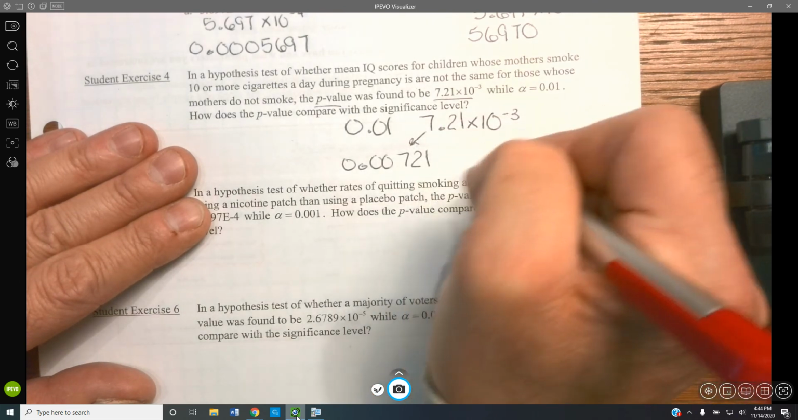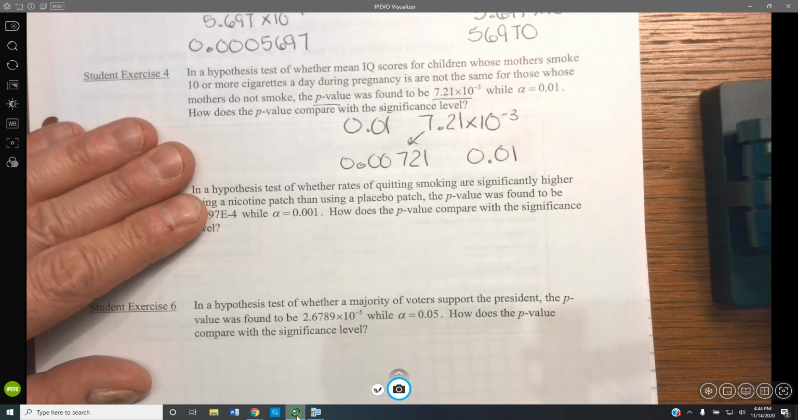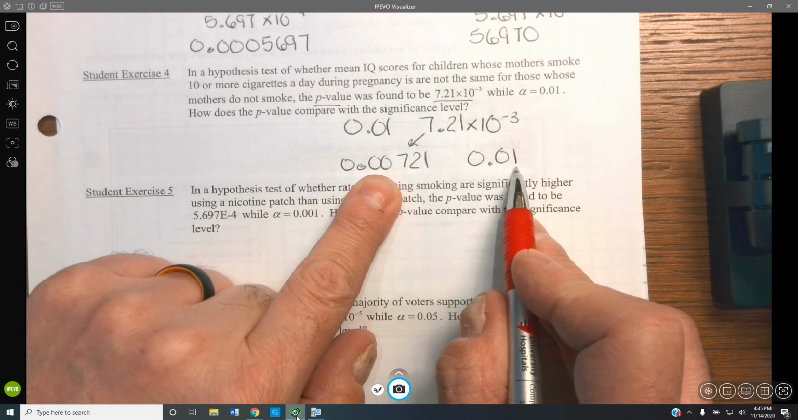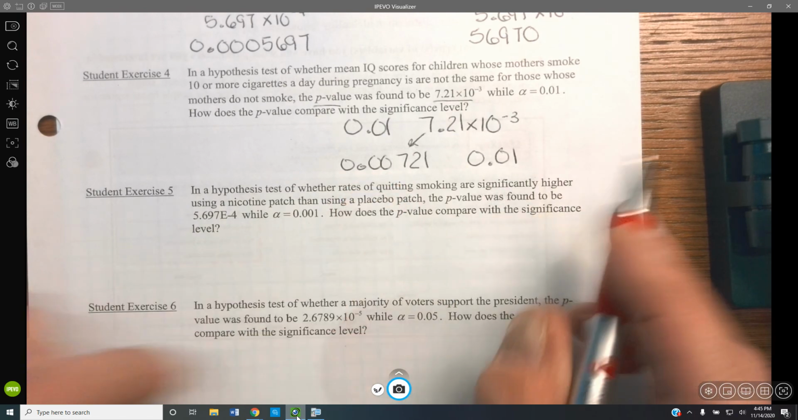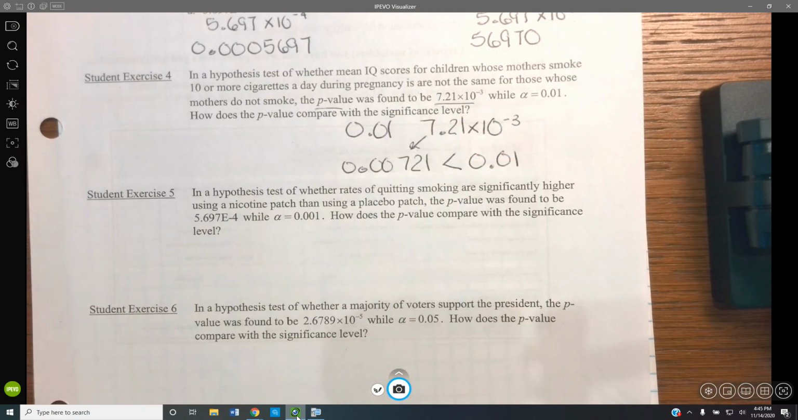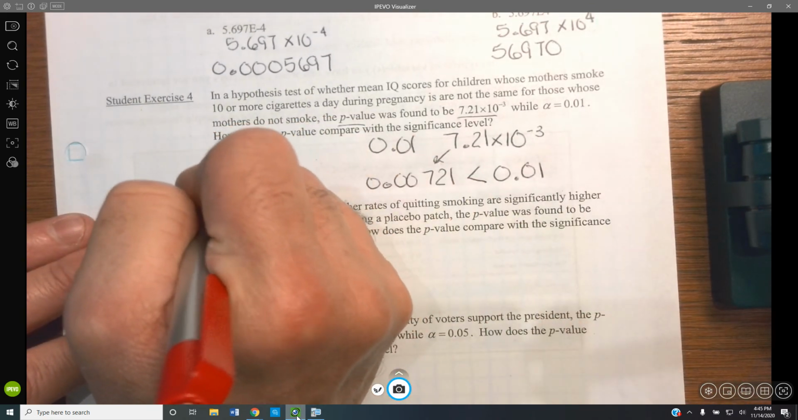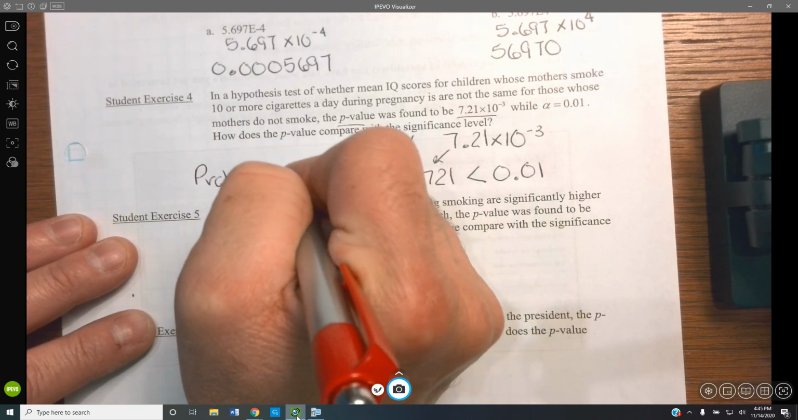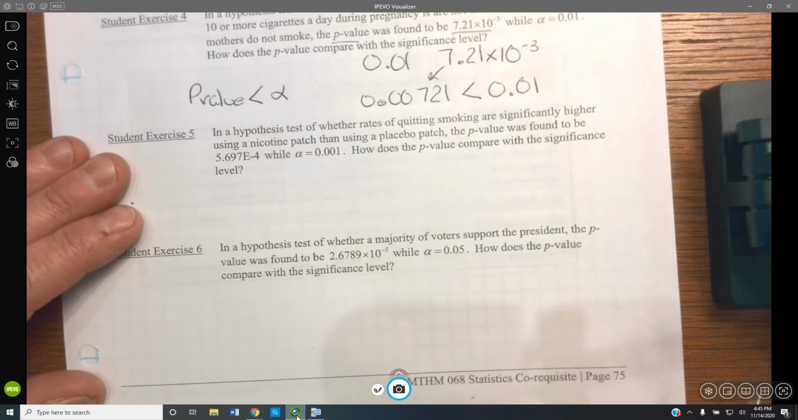And I'm comparing that to 0.01 or 1%. Okay, compare. First decimal place, even. Next decimal place. Okay, well, this one has a 1, this one has a 0. That makes this one bigger. That tells me that the p-value is less than the alpha value. That will be very meaningful to you.